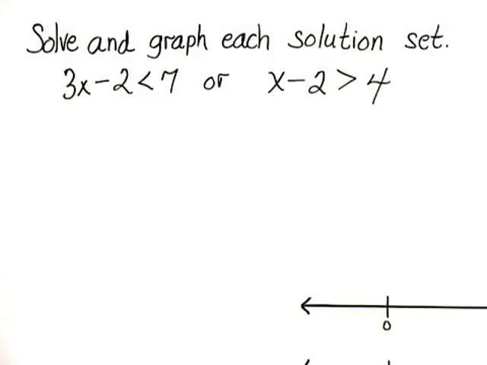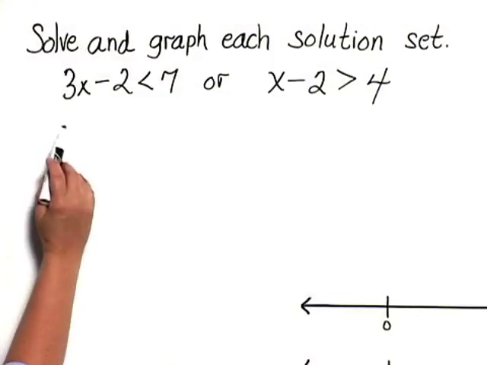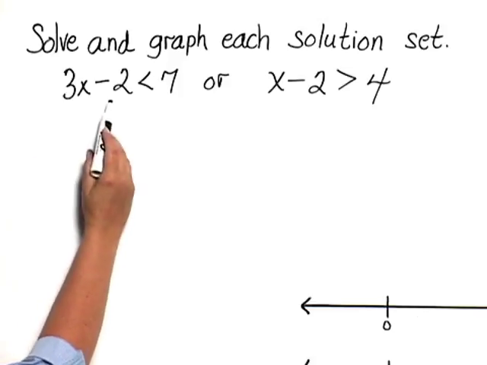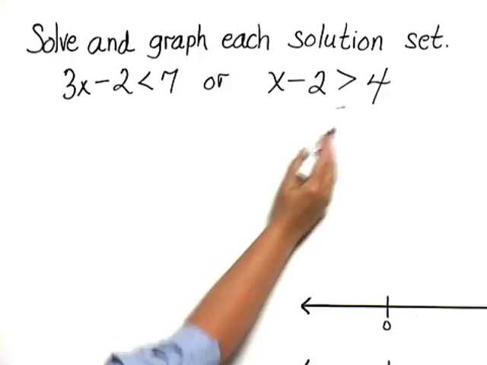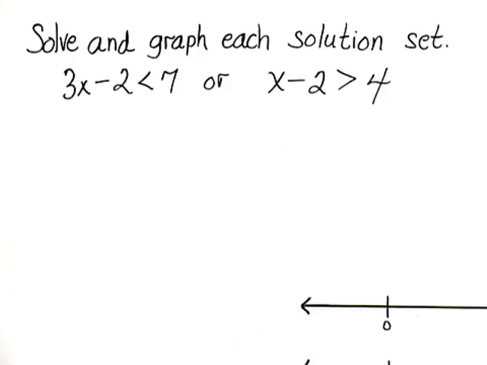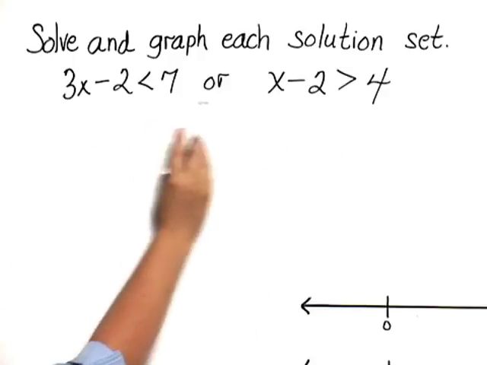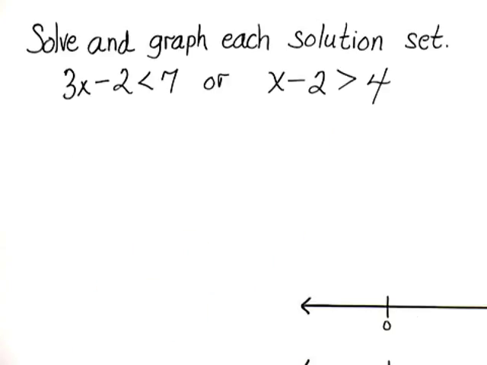Solve and graph each solution set. We have the compound inequality 3x minus 2 is less than 7, or x minus 2 is greater than 4. To solve this, we will solve each of these parts separately.